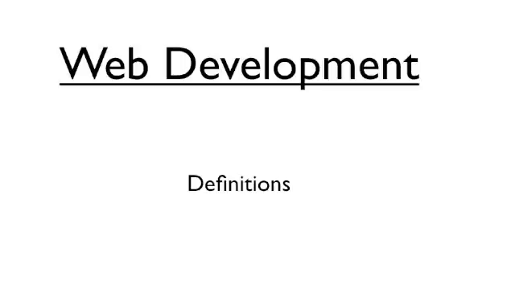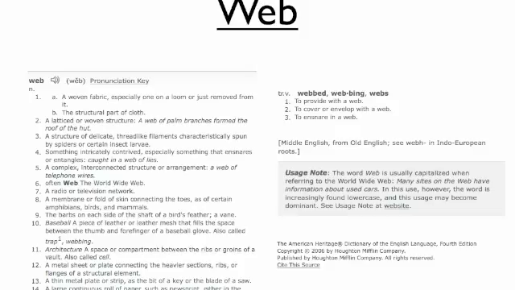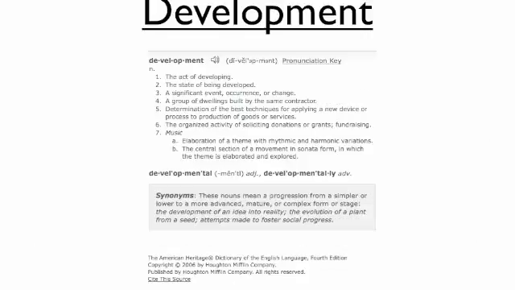Now that I've given you some overview and my disclaimers, now let's put web development into context. Let's start with some definitions from dictionary.com. So the web, number 6, often web, the World Wide Web. Number 5, a complex interconnected structure or arrangement. Number 3, a structure of delicate thread-like filaments characteristically spun by spiders or certain insect larvae. Development, again, dictionary.com, the act of developing, the state of being developed. Number 5, determination of the best techniques for applying a new device or process to production of goods or services. Also, take a look at the synonyms. These nouns mean a progression from a simpler or lower to a more advanced, mature, or complex form or stage.